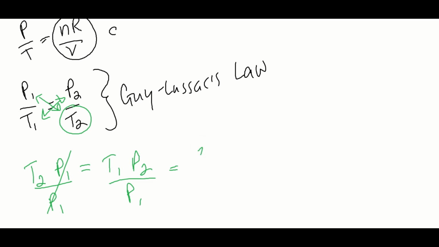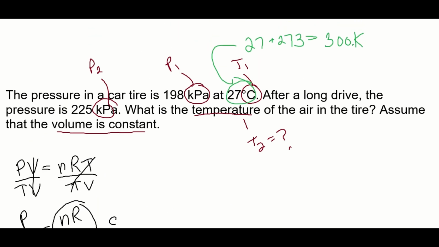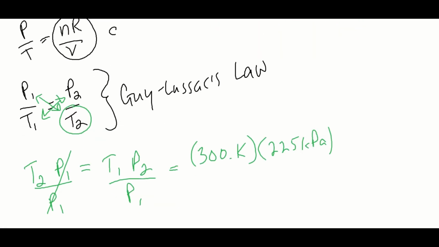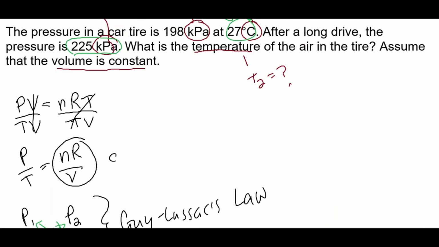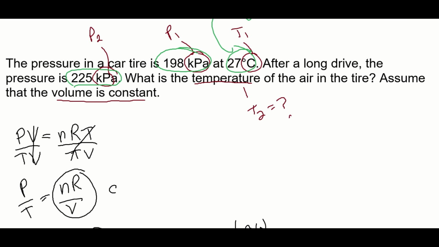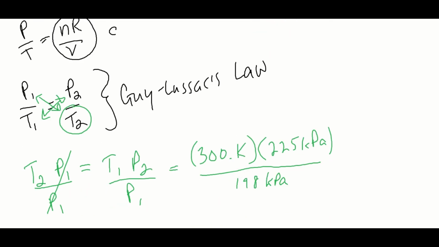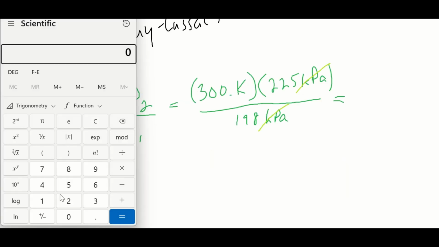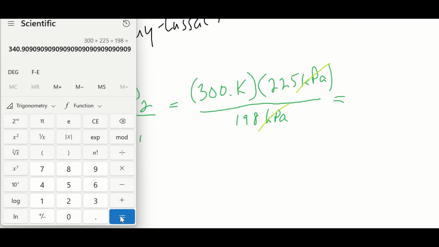T1 was 300 Kelvin. Our second pressure, 225 kilopascals, and that's going to go over the initial pressure, which is 198 kilopascals. Kilopascals are going to cancel out. Our answer should have 3 significant figures, because all the given measurements have 3 sig figs on their absolute scales. So our final temperature is 341 Kelvin.